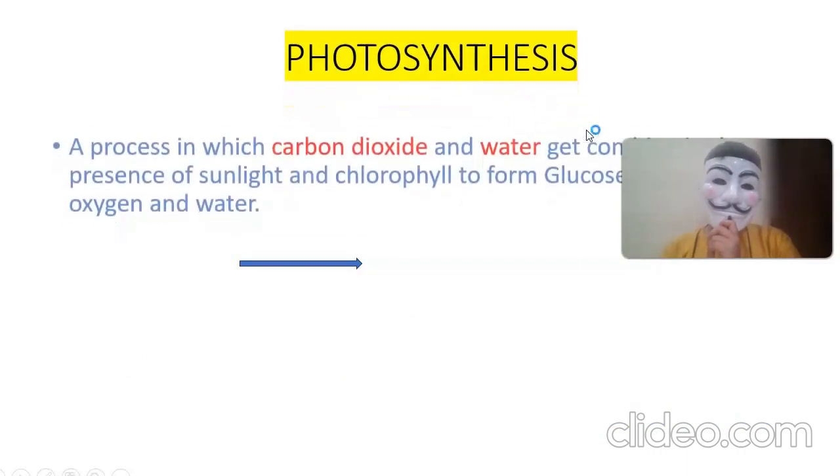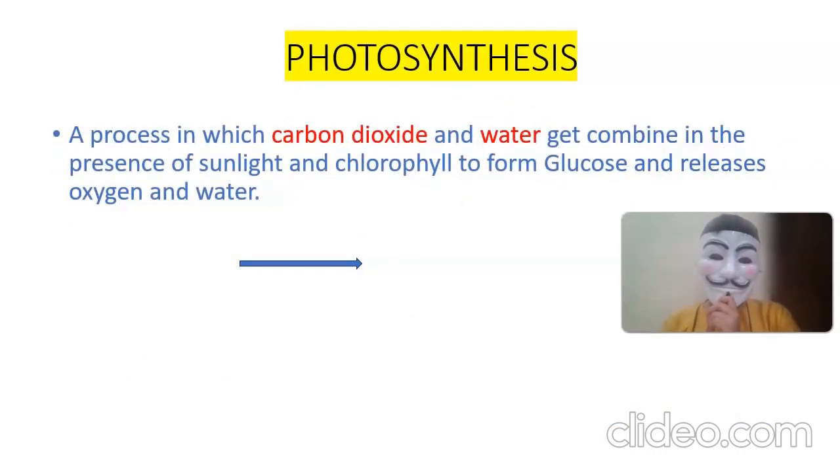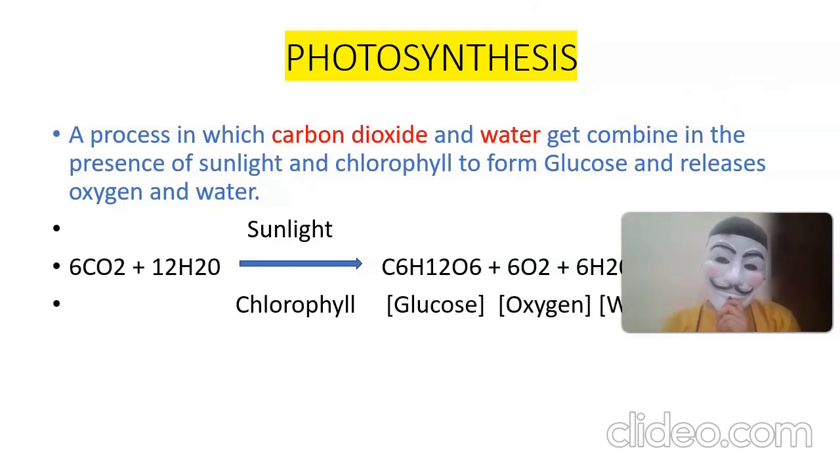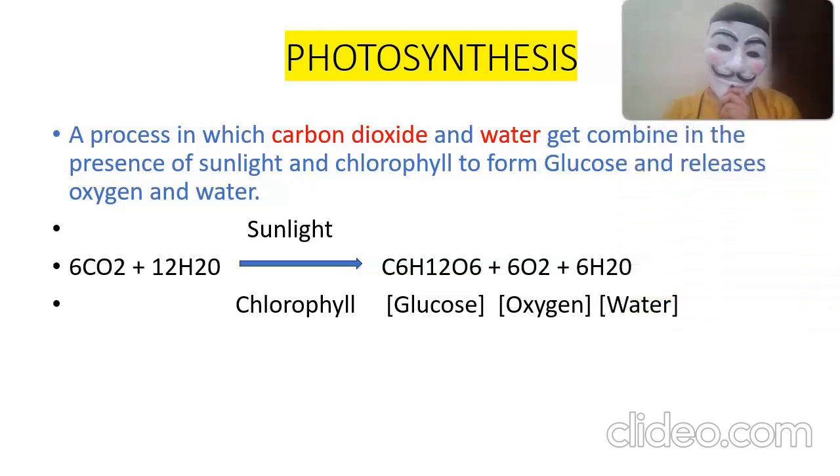Again, photosynthesis. This time again I'm going to give you some informative meanings. It is a process in which carbon dioxide and water get combined in the presence of sunlight and chlorophyll to form glucose and release oxygen and water. Now I will tell you a trick to remember the chemical reaction. 6CO2 plus 12H2O, in the presence of sunlight and chlorophyll, give rise to glucose, oxygen and water.